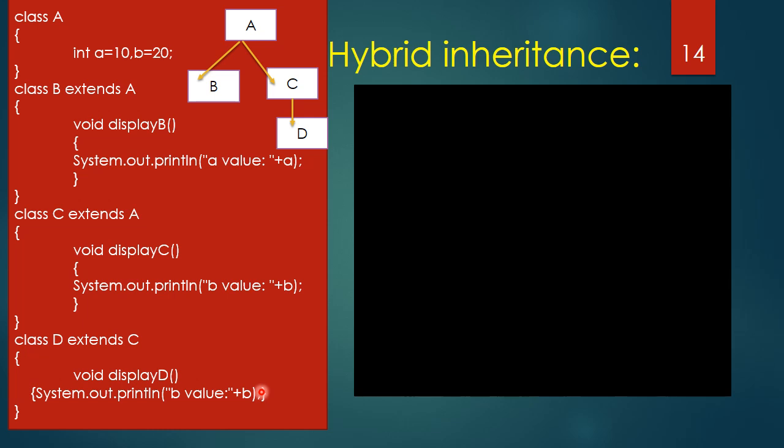So in this example, the most derived class is D. If you create an object of D, you can call the members of D, members of C and members of A, but you cannot call members of B. So B is a separate branch. If you want to call the members of B, then you have to create an object of the B class only. So using a D class object, you cannot call B class members. So let us see how these objects are created in the main method.